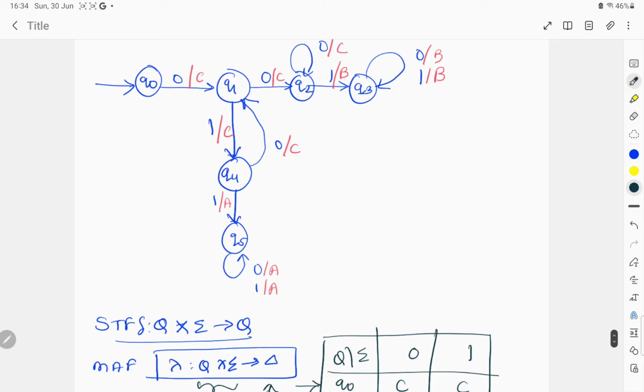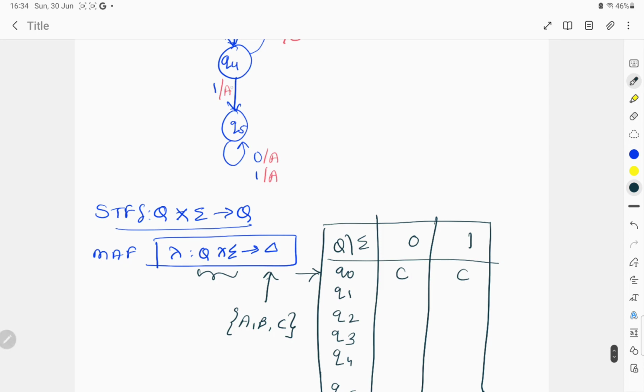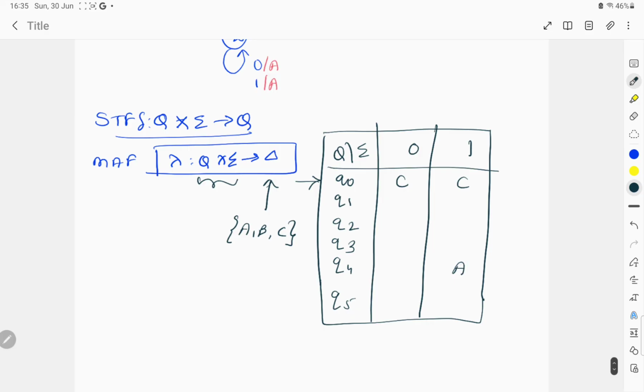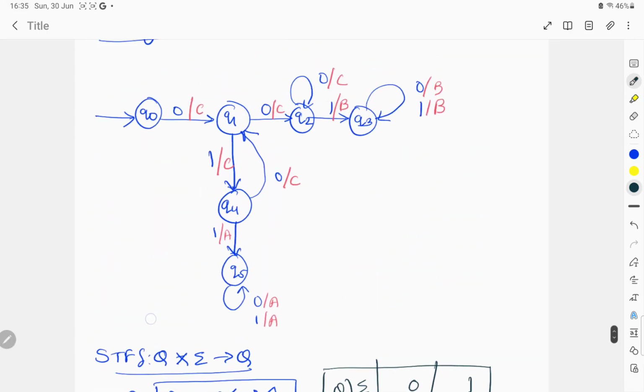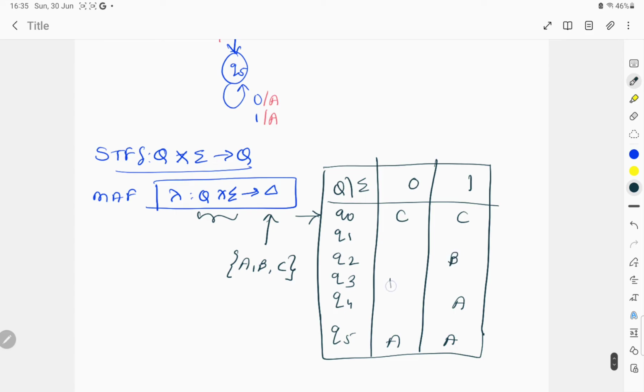Which is giving you output A? Q4 on 1 gives you output A, which we can see here. Q5 on 0 and 1 both give you output A. What is giving you output B? Q2 on 1 gives you output B, and Q3 on 0 and 1 gives you output B. The rest of the states are giving you output C. So this way we can write the machine function, or the lambda function table, for the Mealy machine.